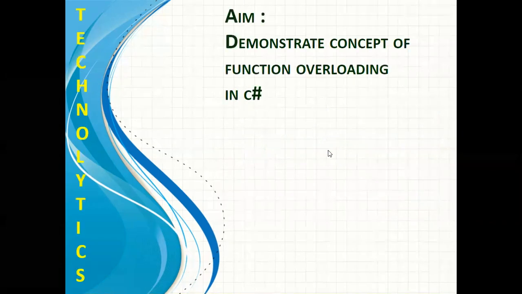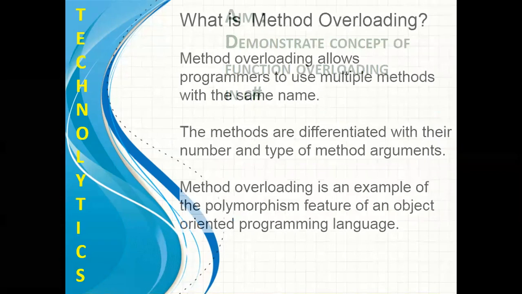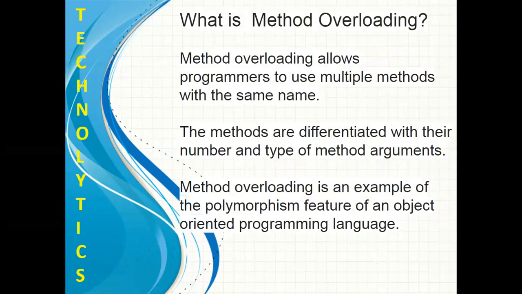In today's video, we are going to demonstrate the concept of function overloading in C Sharp. What is function overloading? We also call it method overloading in C Sharp. So what is method overloading? Method overloading allows programmers to use multiple methods with the same name. The methods are differentiated by the number and type of method arguments. Method overloading is an example of the polymorphism feature of an object-oriented programming language.